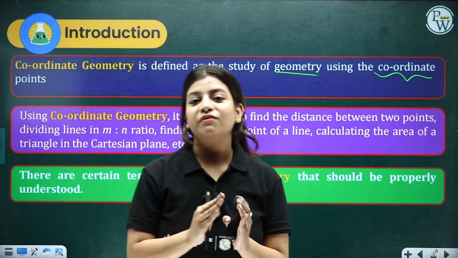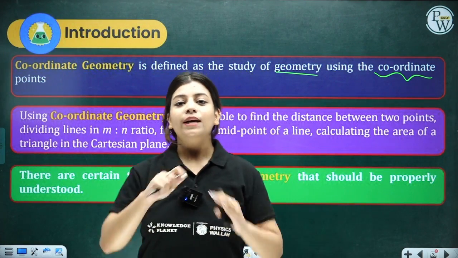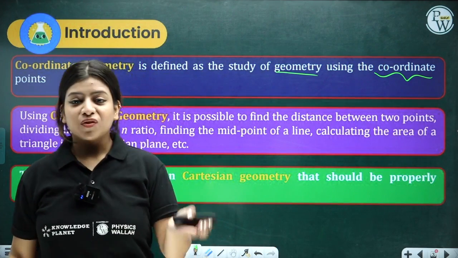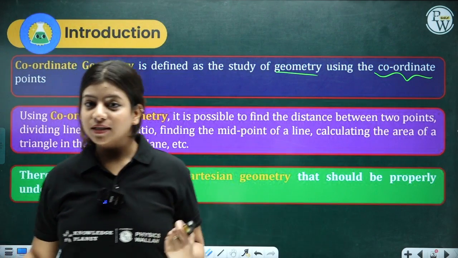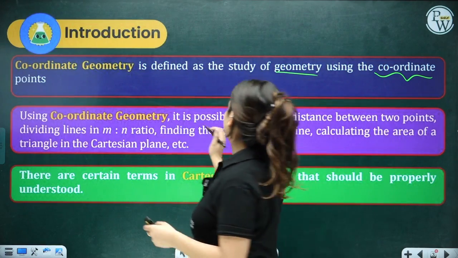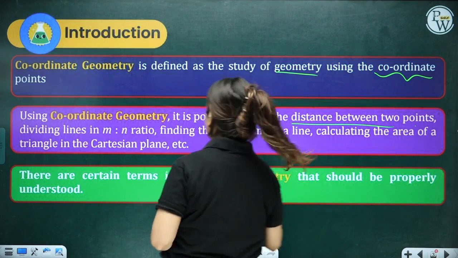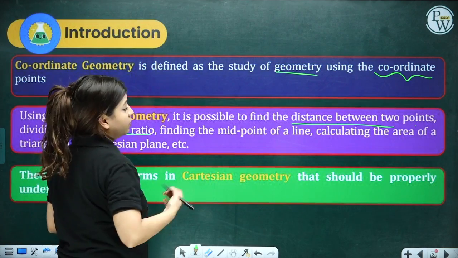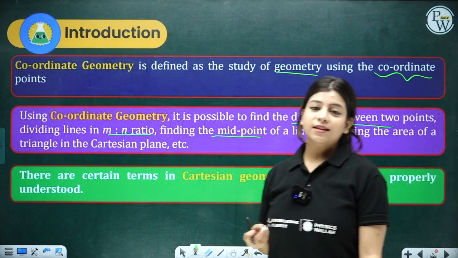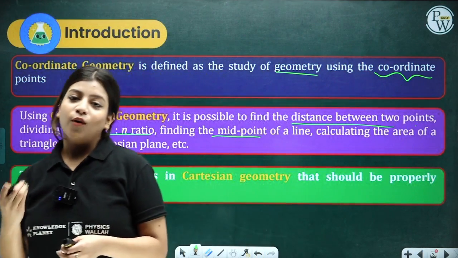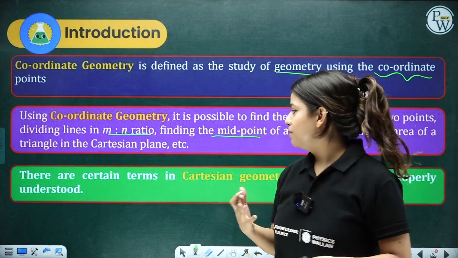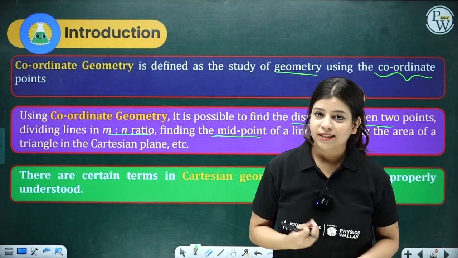Everywhere we have to locate a certain point in a plane, that plane can be a land, or in a real life example it can be a place. So whenever we have to locate a point, students, we need to use the concept of coordinate geometry. Using coordinate geometry, it is possible to find the distance between 2 points, divide a line in the ratio m is to n, find the midpoint of it, and calculate the area. All these things can be done by coordinate geometry and coordinate points. That is why coordinate geometry is really very important as per real life implementation too.